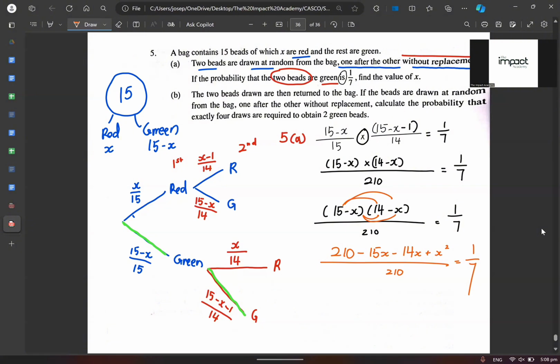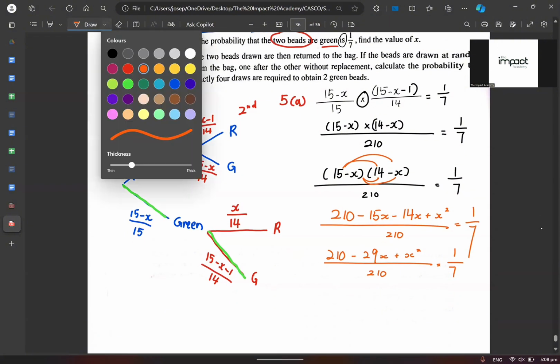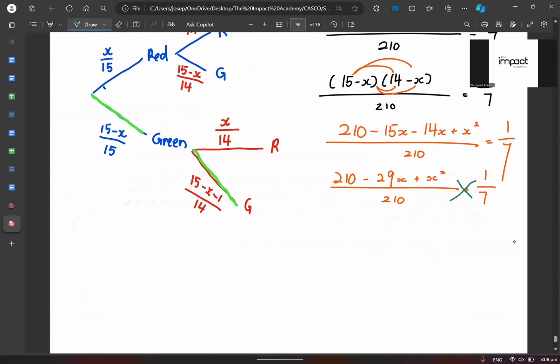Did you get it? Okay. Write bigger. Minus 15 minus 14 becomes minus 29. Minus 29x plus x squared over 210 is equal to 1 over 7. Does that make sense to you? Now what you have to do is cross multiply, correct? 7 bracket 210 minus 29x plus x squared is equal to 210.